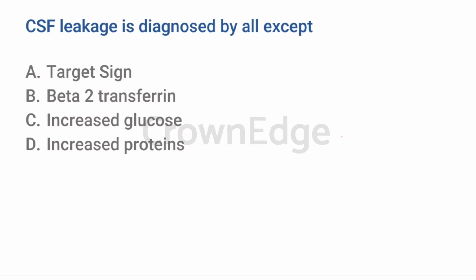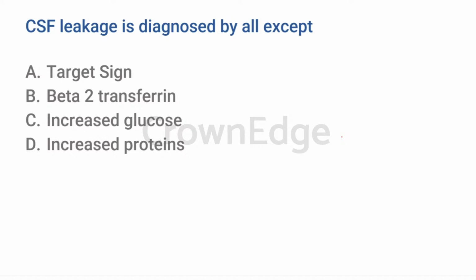And CSF rhinorrhea can be diagnosed by all except. This is a very standard question which has been asked many times. When we spoke about Coleman sign, I included target sign; we'll speak about it now. The answer to this is D, increased proteins. I want you to remember that beta 2 transferrin is the most widely used. It's sensitive and specific as well. So 100% diagnosis is through beta 2 transferrin.